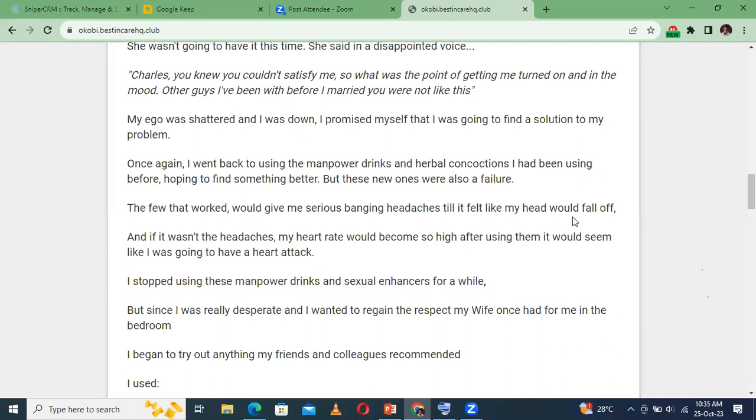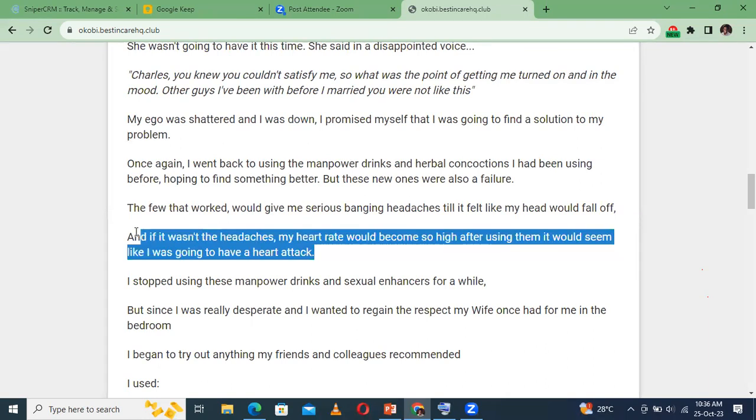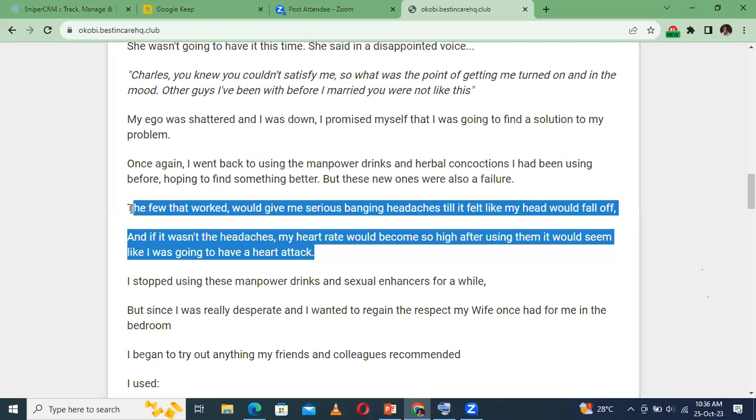So the few that worked would give me serious banging headaches. It felt like my head would fall off. And if it wasn't the headaches, my heart rate would become so high that after using them, it would seem like I was going to have a heart attack. This is also under number 6. If you look here, number 6 is where we tell how the symptoms got worse.